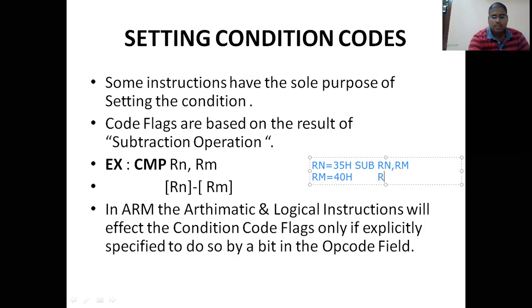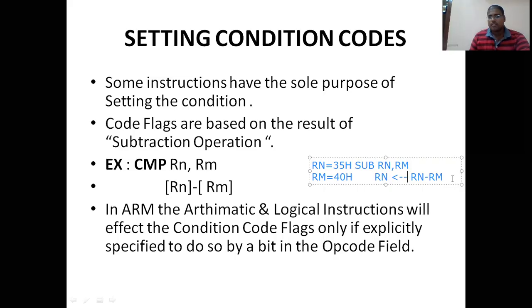That means the contents of Rn minus Rm. The contents of Rm are going to be subtracted from the contents of Rn, and as it is a two operand subtraction, there is no third operand, so by default the result is going to be stored in the first operand. Because there are only two operands, the result is stored in the first operand. That means the result will be stored in the Rn register. So Rn minus Rm will take place, and the result is stored in the Rn register.